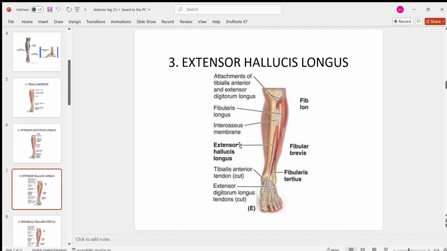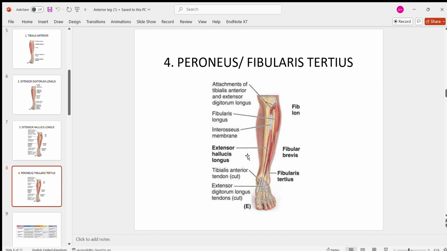Then is extensor hallucis longus. The extensor hallucis longus arises from the middle part of the shaft of fibula, and it is inserted on the base of the distal phalanx of the big toe. Then is peroneus tertius or fibularis tertius. This muscle arises from the lower part of the shaft of fibula, and it gets inserted into the base of the fifth metatarsal.